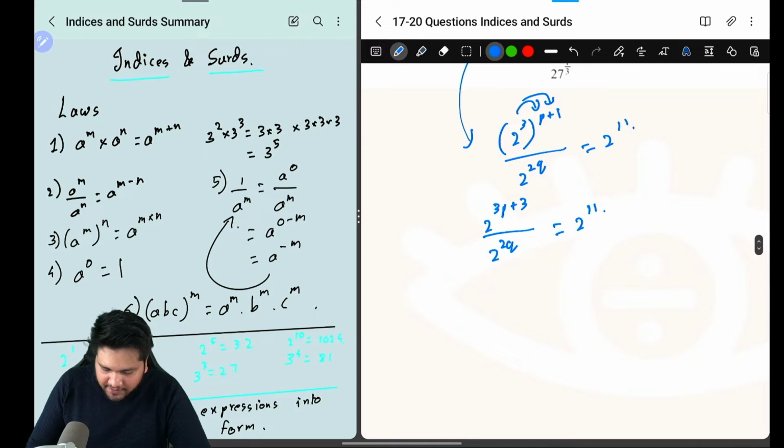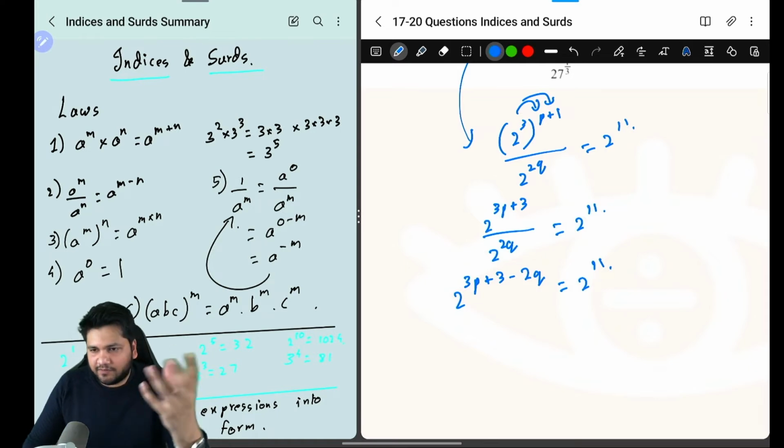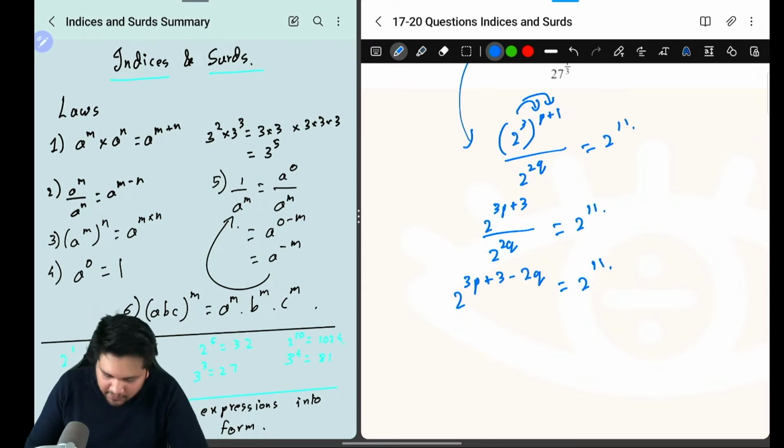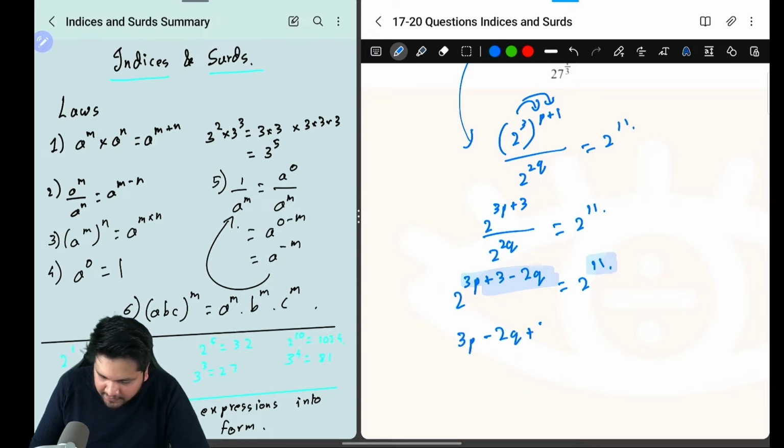Now the thing is, this can be written as 2 to the power of 3p plus 3 minus 2q is equal to 2 to the power of 11. Now see, if 2 to the power of x is equal to 2 to the power of 3, then x is equal to 3, right? So similarly, 2 to the power of something is equal to 2 to the power of something, both are going to be equal. In short, this thing will be equal to this thing. So we'll get 3p minus 2q plus 3 is equal to 11, or I'll get 3p minus 2q is equal to 8.